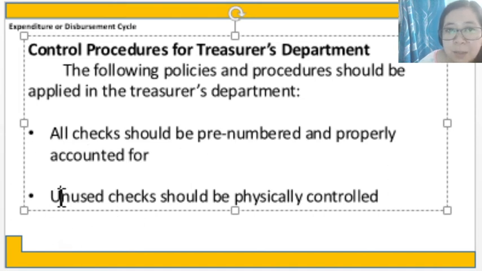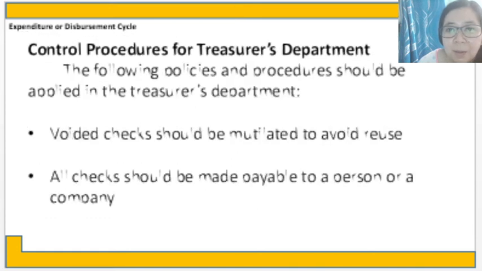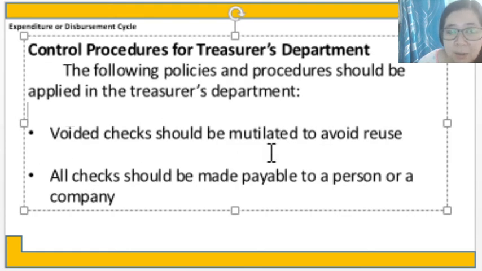Next, unused checks should be physically controlled. So there should be someone who is responsible for authorizing the issuance of checks before they can be paid to other parties. Next, voided checks. These should be mutilated to avoid reuse, meaning the check will be crumpled, or it will be cut into two so that it will not be reused or accepted for encashment, because these are voided checks. Or this can be shredded to avoid reuse.